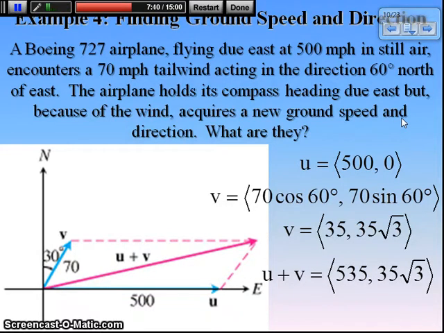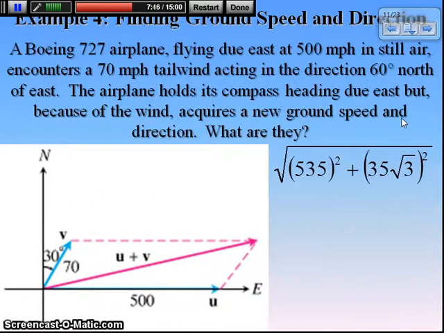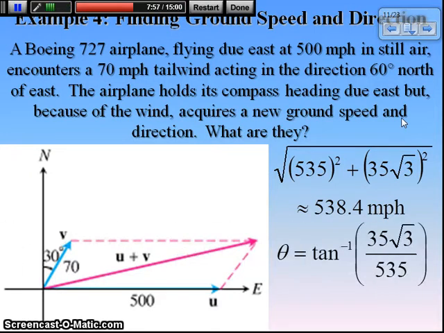Now we can't stop here. This is the component vector form of the answer. We want the magnitude and direction. So we take that vector and we find the magnitude. Radical a squared plus b squared gives us a new velocity of 538 miles per hour. And we take that same component vector, arctangent of b over a, and we get an angle measure of about 6.5 degrees north of the east. So this little angle right here, about 6.5 degrees. The length here, 538.